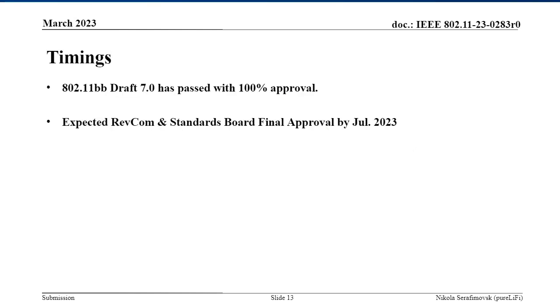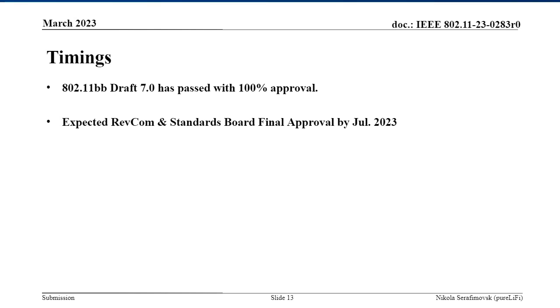So where are we with the timings? Well, 802.11bb is done from the working group perspective. Draft 7.0 passed with 100% approval rating, and we're looking forward to the next steps within the IEEE Standards Association Standards Board for final approval. Ideally, we'd like to complete that process over the course of the next few months.